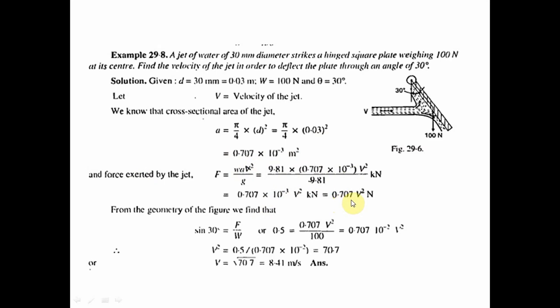From the geometry of the figure, we find that sin theta is equal to force upon weight, or 0.5 is equal to 0.707 V square upon 100, that is equal to 0.707 into 10 raised to minus 2 V square. Therefore V square is equal to 0.5 divided by 0.707 into 10 raised to minus 2, that is equal to 70.7. Therefore V is equal to root of 70.7, that is equal to 8.41 meters per second.